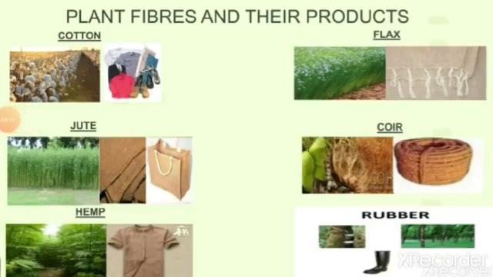Now, let us study the products we obtain from the plant fibers. From cotton, we make cotton dresses. From jute, we make rugs or bags. From hemp, we get a fiber which is used for making dresses. From flax, we get a linen fiber which is used for making linen fabrics. Coir is obtained from the coconut tree and is used to make rope. Rubber is used to make rubber shoes or tires.